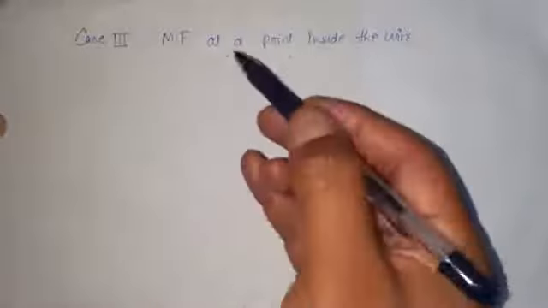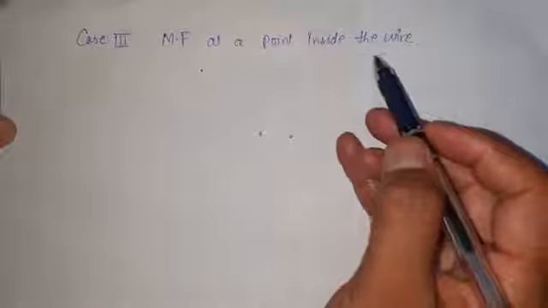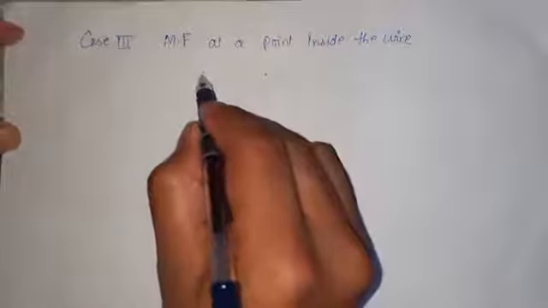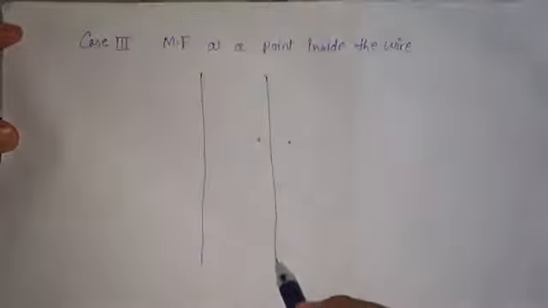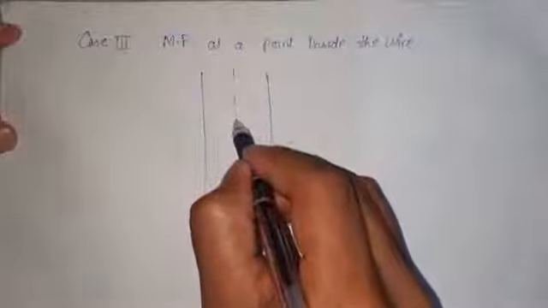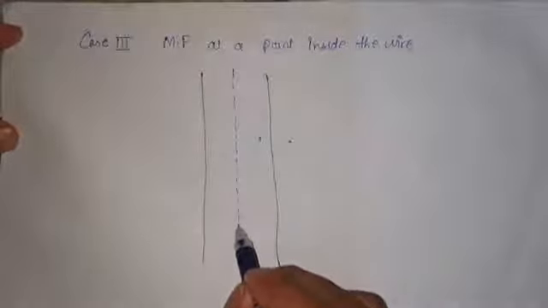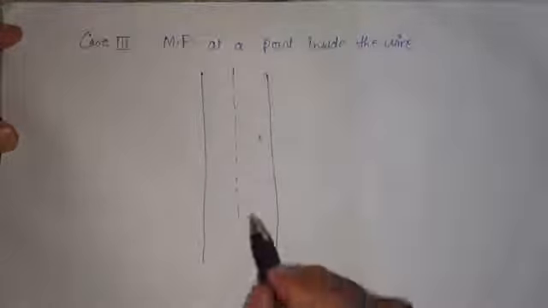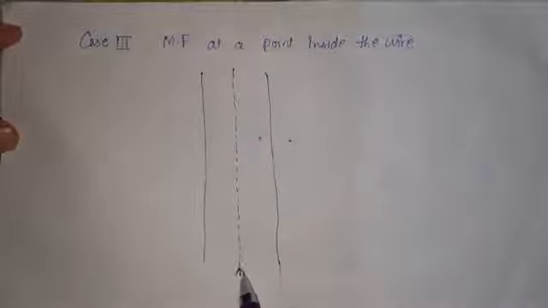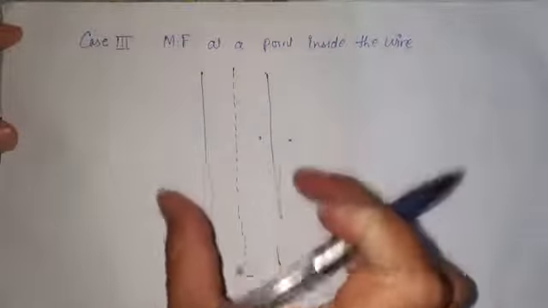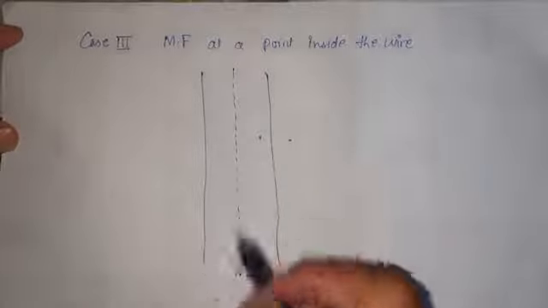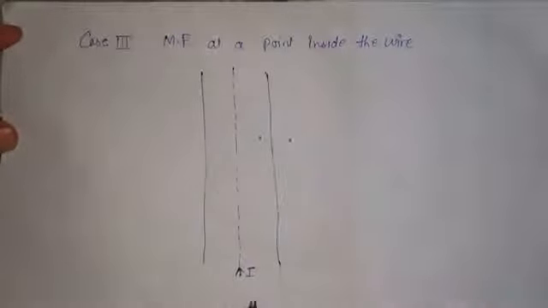Now case number 3, the magnetic field at a point inside the wire. For this, suppose that this is our wire and this is the center line, which is going to divide it into two equal halves. Through it the current I is going to pass. That current is passing through the wire. It is not only through the center line that this current is passing.